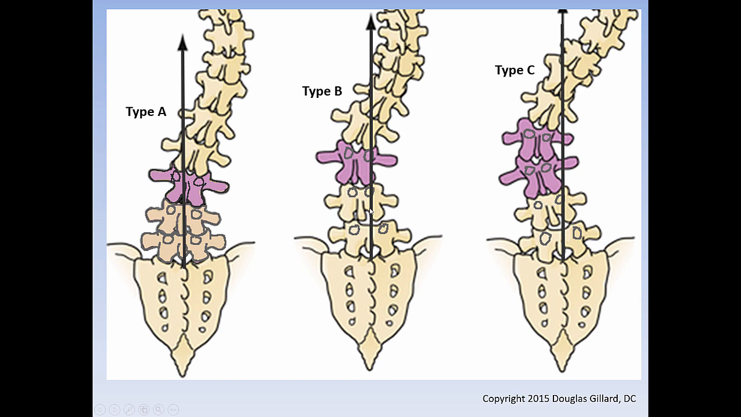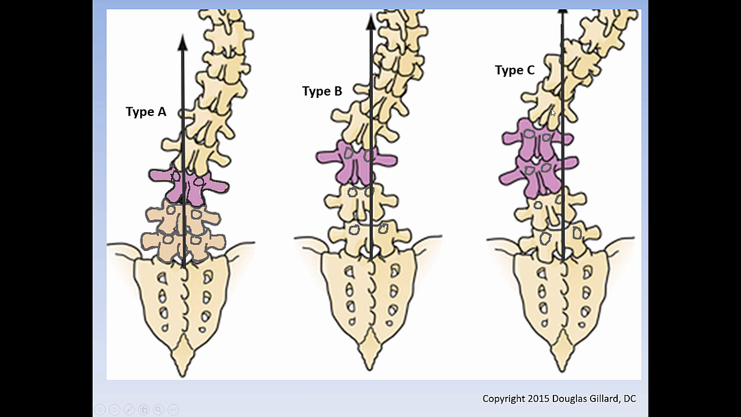Type B, now look at the pedicles. In this curve, this is definitely the apical vertebra. So look at the concave pedicle. The central sacral vertical line is going right through the concave pedicle. Type B, simple as that.